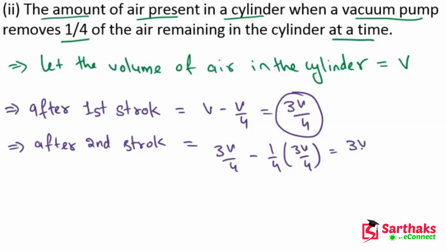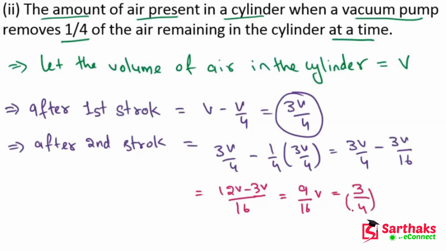So 3V upon 4 minus 3V upon 16. After solving this, taking 16 as the LCM and subtracting, we get 12V minus 3V, which equals 9 upon 16 V. So we can write it as (3 upon 4) whole square V. I hope you get this point.